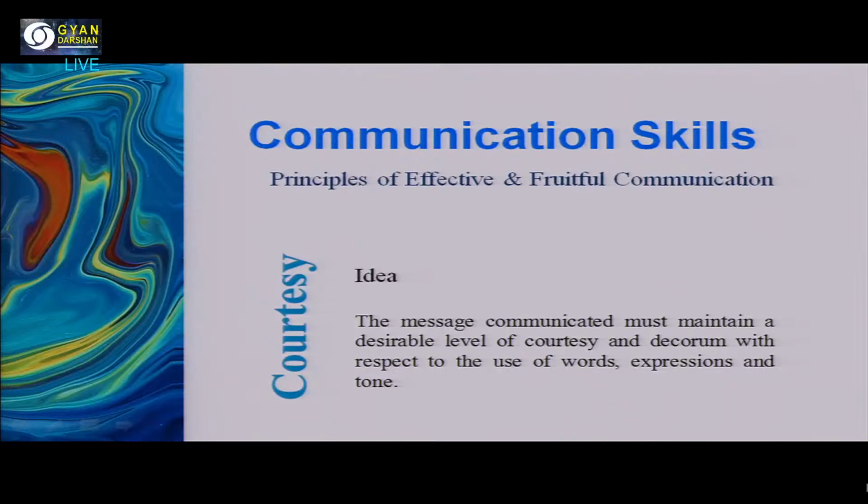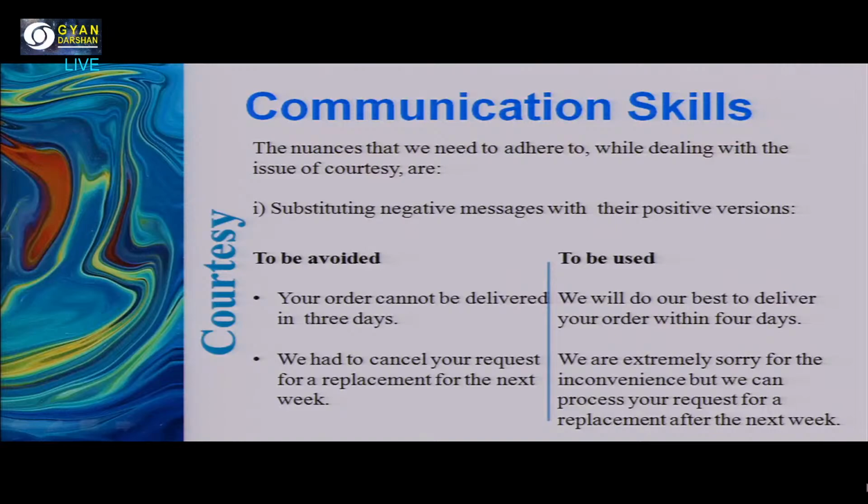Courtesy is again an important feature. The desirable level of courtesy should also be maintained, because while we are using words, expressions and tones, the message that we are communicating must maintain a certain level of courtesy. For example, we say, your order cannot be delivered in 3 days. Rather, you should use, we will do our best to deliver your order within the stipulated time.